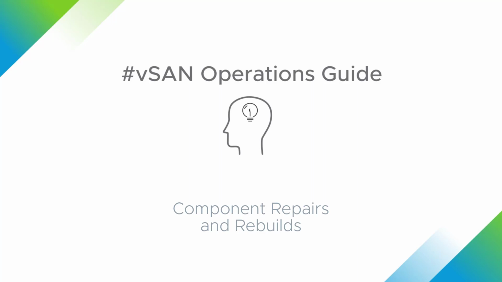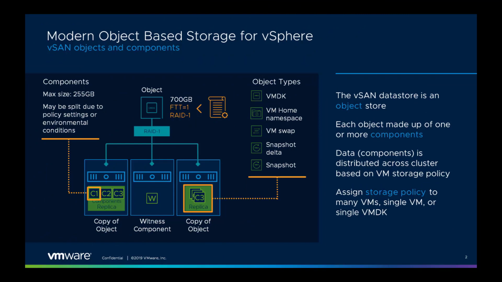VMware vSAN is an object-based storage system integrated into VMware vSphere. Virtual machines that live on vSAN storage are comprised of several storage objects. vSAN uses the concept of a RAID tree to ensure protection of all objects. A component is the leaf of an object's RAID tree and is how redundancy is provided to a given object.